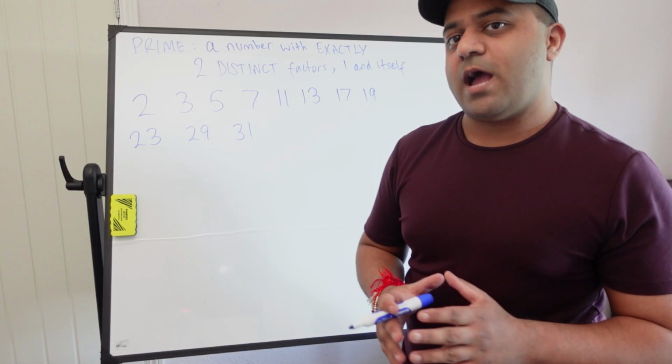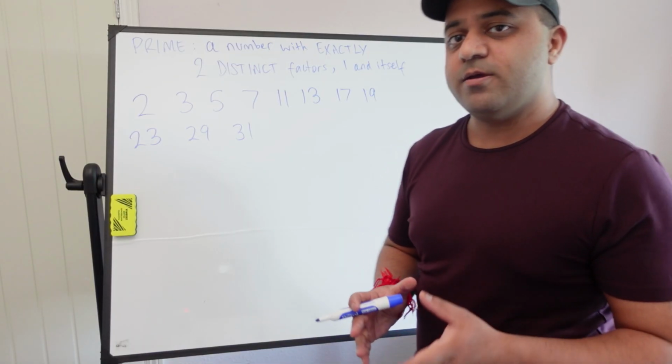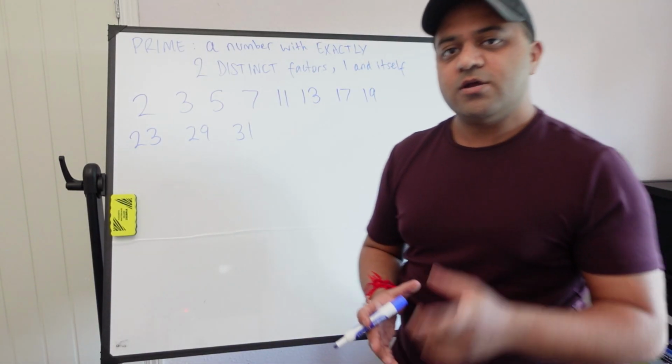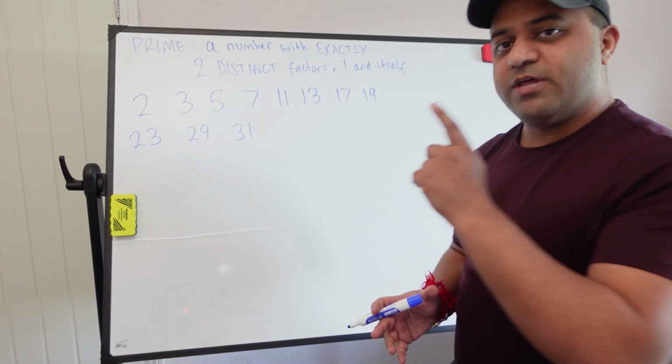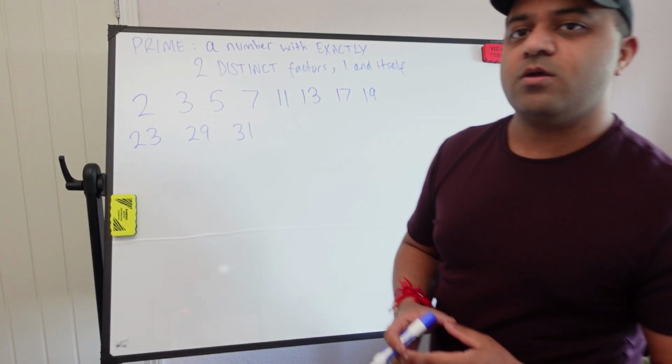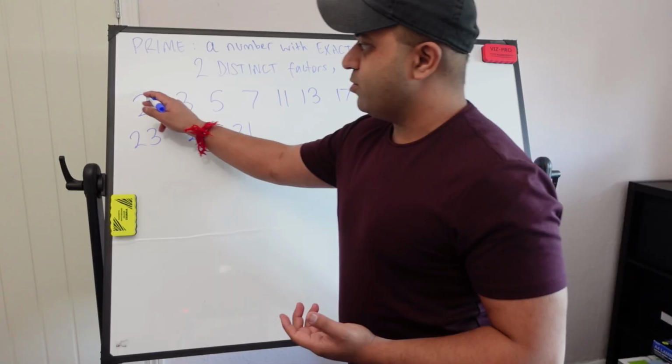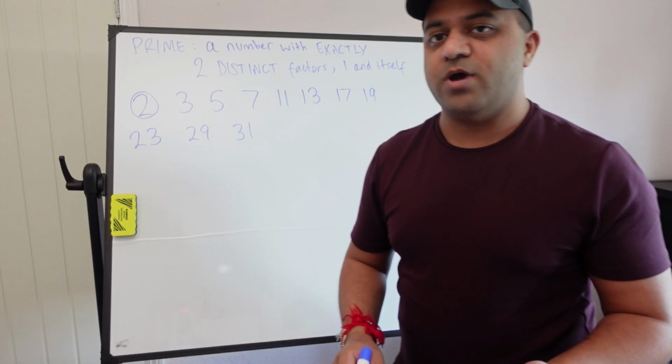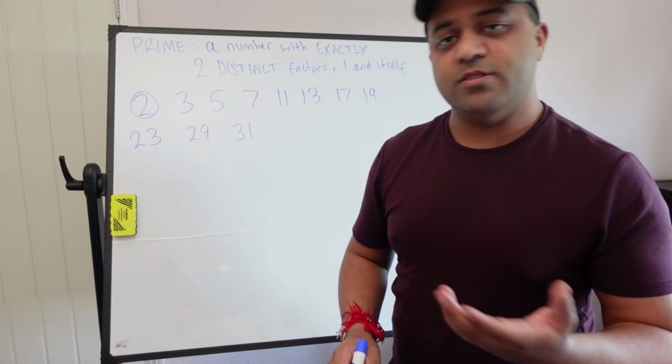What I want to do now is point out something interesting in this list of prime numbers. The first thing is that there's only one even number in this list, and that's the number 2. The smallest prime number is also the only even number in the list.